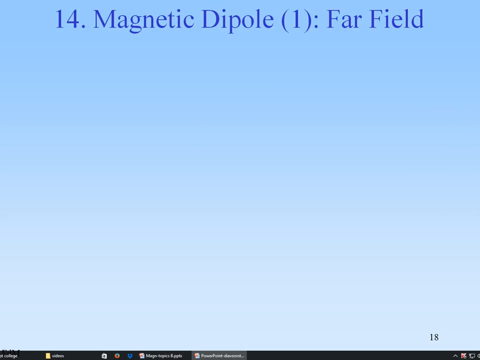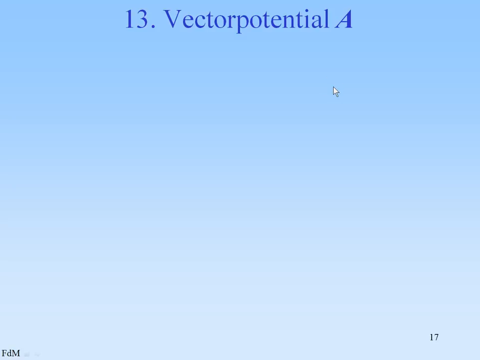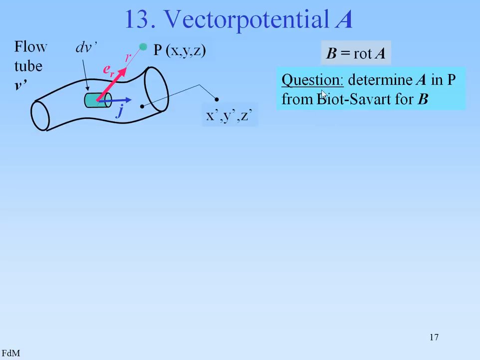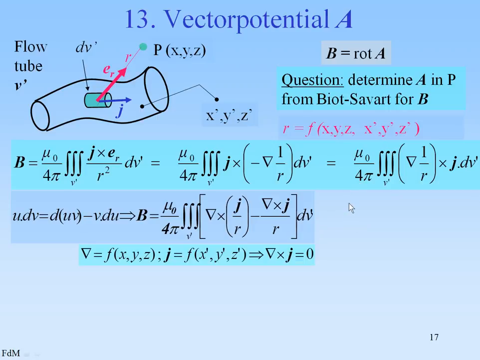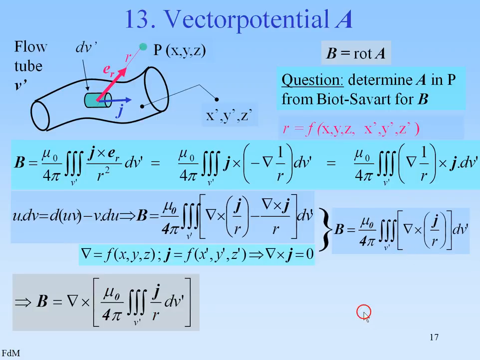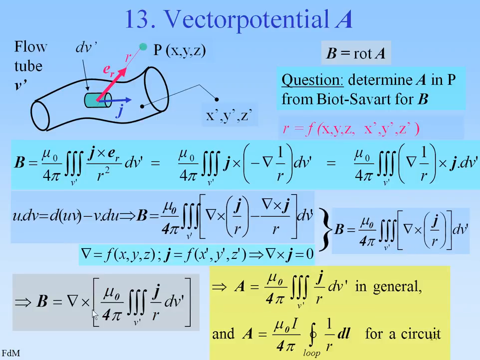We start with the magnetic dipole, and for the magnetic dipole we use the result for the vector potential, which is in the previous slide. Here is the vector potential for a flow tube, given by B is the rotation of A, and we derived in the previous presentation an expression for the vector potential written here, with B is the rotation of this expression, mu naught over 4 pi times the volume integral of J over R times dV prime, and this is the definition of the vector potential.